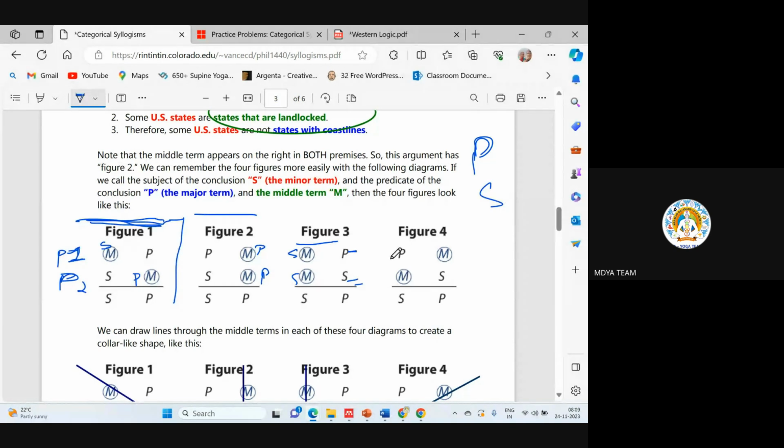And in figure 4, your middle term in the first premise will be present in your predicate, and in premise 2, it will be present in your subject. So just look at this. In figure 1, it is having a cross situation. In figure 2, it is having a straight situation in your predicate. In figure 3, it is also having a straight situation, but in your subject. And in figure 4, it is having a diagonal situation, but in P1 it is in predicate, and in P2 it is in subject. Okay, just give me 1 minute, I will explain this.